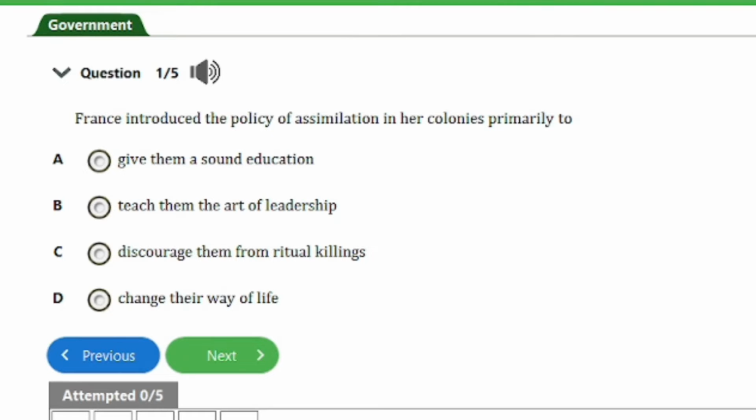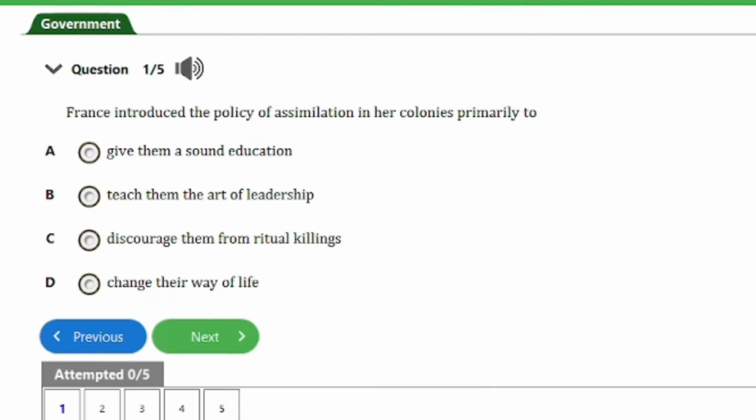It says, France introduced the policy of assimilation in her colonies primarily to A. Give them a sound education, B. Teach them the art of leadership, C. Discourage them from ritual killings, D. Change their way of life. So guys, the answer to this question is option D here. That's to change their way of life, and that's it for this question.